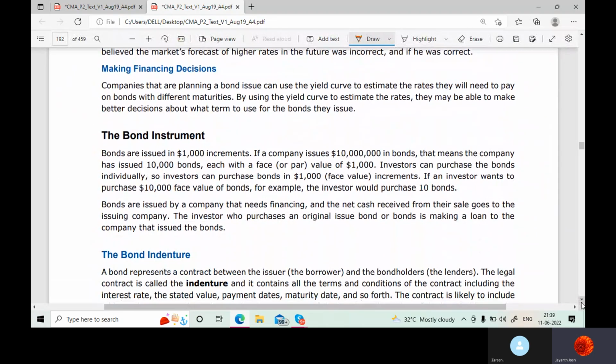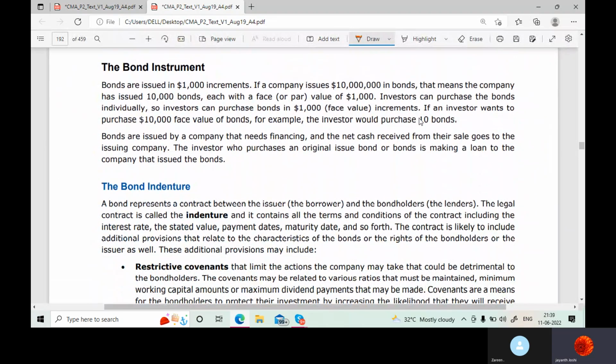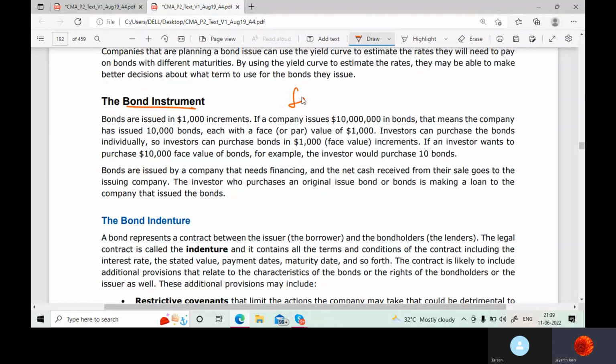Now we'll come to the bond instrument. As you know very well, what is a bond? A bond is a security for an investor or a bondholder.